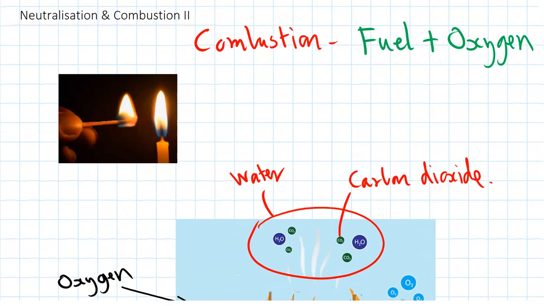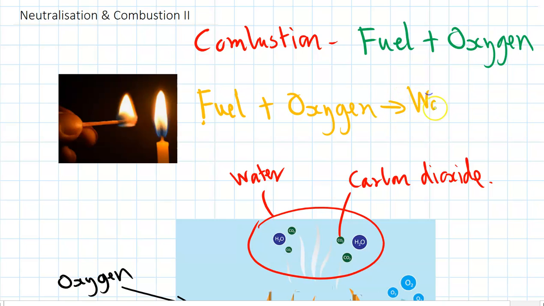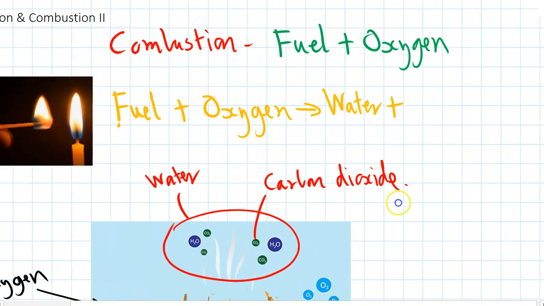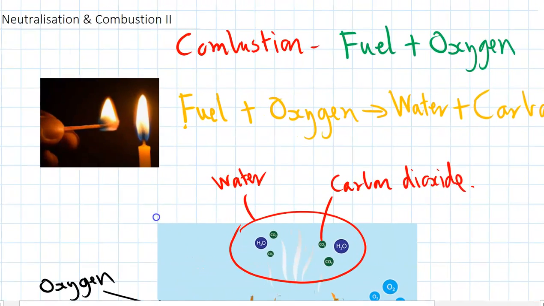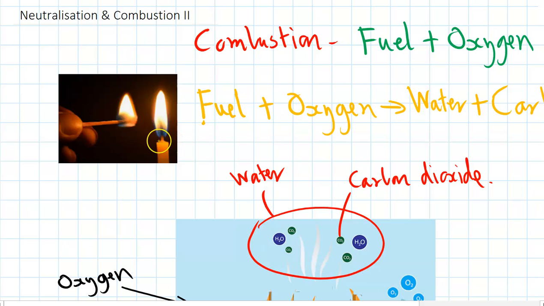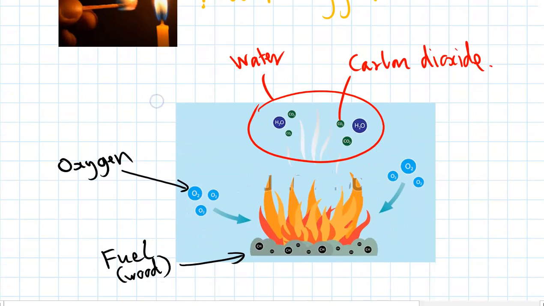So this is the general word equation that every combustion reaction follows. We have our fuel and our oxygen, and they make water and carbon dioxide. Okay, so it doesn't matter what fuel it is. It could be the fuel in a wax candle here, where the fuel is the wax. Your fuel could be wood if you've got a campfire or an open fire at home. Or the fuel could be the petrol in your car engine or any other kind of engine as well that uses fuel.